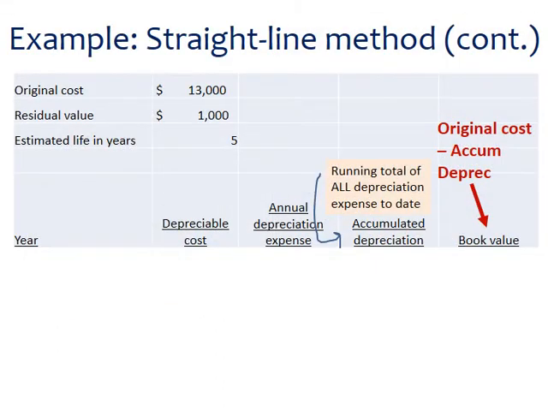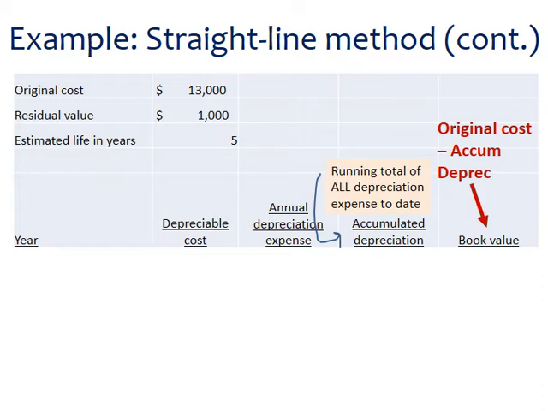We are going to set up a table like you see on the slide. I put the original cost of $13,000, the residual value of $1,000, and the estimated life of 5 years at the top of the screen just to help us remember those numbers as we use them in this example. I set up a worksheet that has the first column for year. The second column is depreciable cost. The third column, annual depreciation expense. The fourth column, accumulated depreciation. And finally, book value is in the last column.